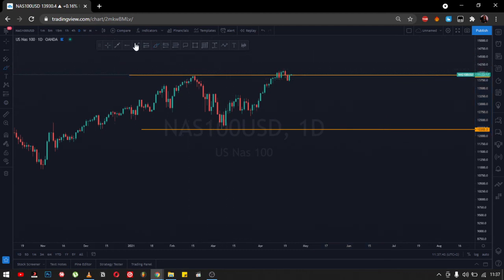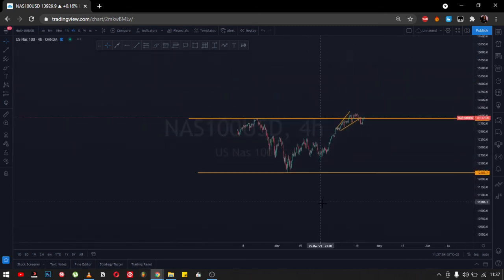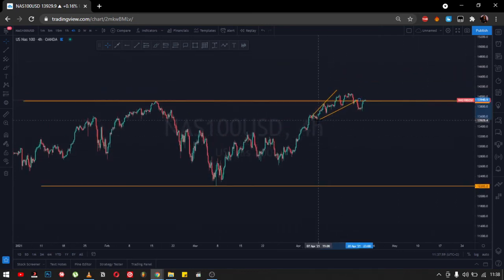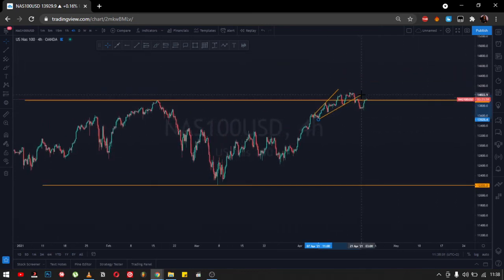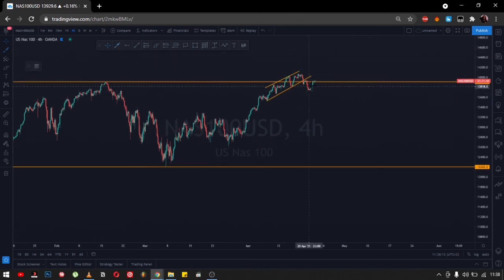Right now we are currently doing a form of a structure that looks like that. So let's just see if we can actually confirm that on 4 hour to see if it's really that. Going to 4 hour, you can see that price did break out of this structure. Now we are just actually retesting that structure before we take a drop or continue possibly going up.